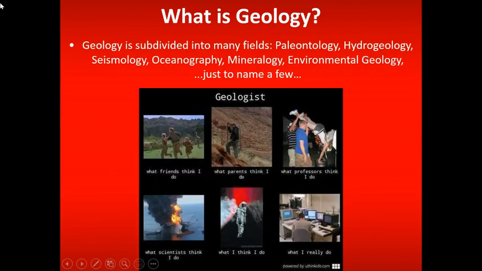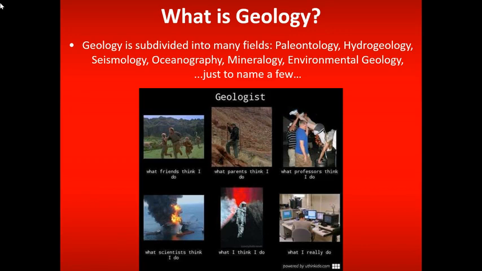Geology is subdivided into many fields. There are many types of geologists out there studying, and these geological fields cross curricula and go to different areas. For example, paleontology is a geological study, but it's also a study of life, a study of past lives. Hydrogeology is geology studying water, seismology looks at how earthquake waves go through, and there are oceanography, mineralogy, and environmental geology, just to name a few. There are many subsects of geology.